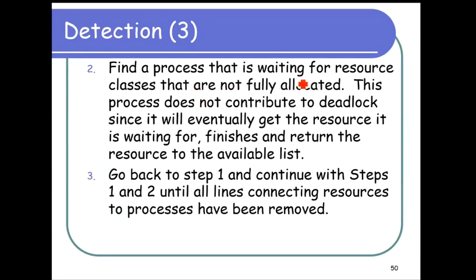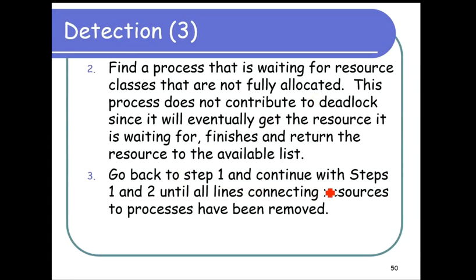Find a process that is waiting for resource classes that are not fully allocated. This process does not contribute to the deadlock, since it will eventually get the resource it's waiting for, finish, and return the resource to the available list. It's a logical thing to do. Not fully allocated is like the smallest job, the low-hanging fruit. You can give to this job because it's not affecting anyone. Let these jobs go first, execute, finish, and clear the resources.